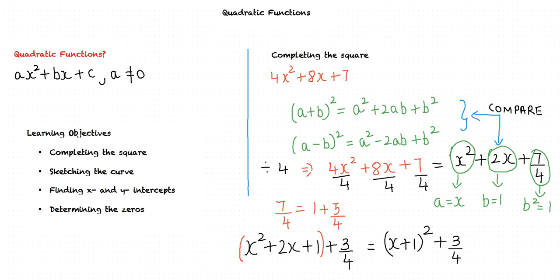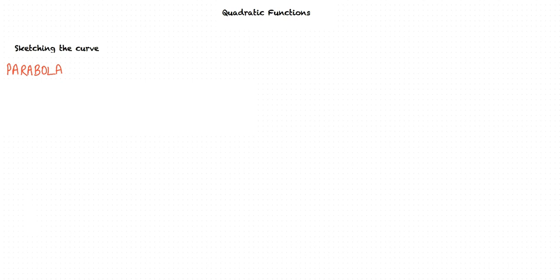Let us see how we can sketch the curve of the quadratic function. The curve of a quadratic function is called a parabola. Let us say we have to sketch the curve of the quadratic function y equals x square. This is the simplest quadratic function. The idea is to determine the points the quadratic function will pass through in the graph. Let us draw a table. Select the y values and determine the corresponding x values.